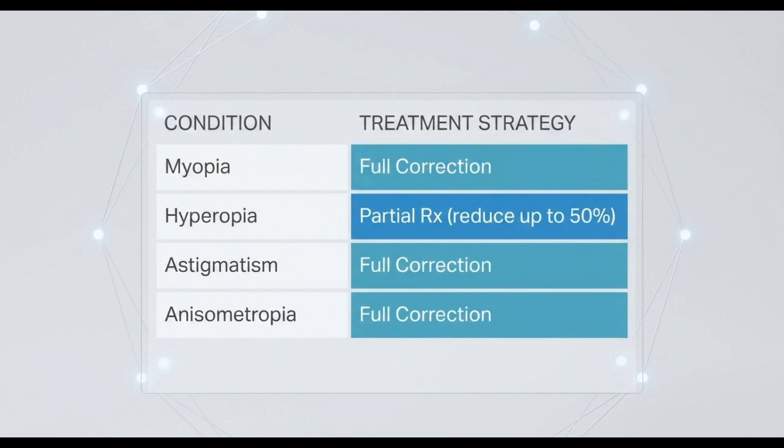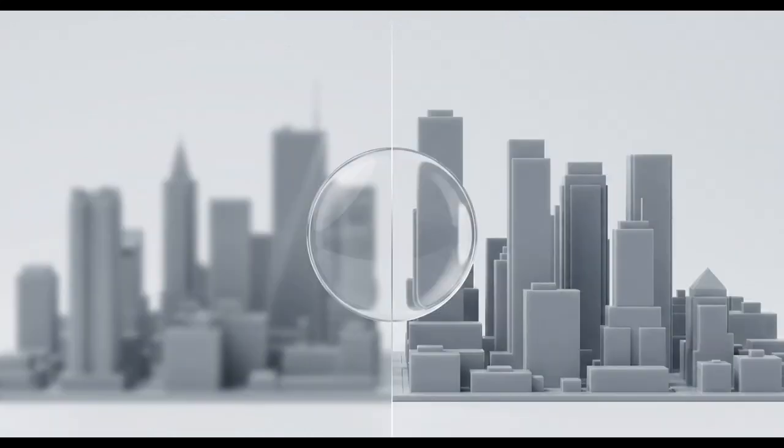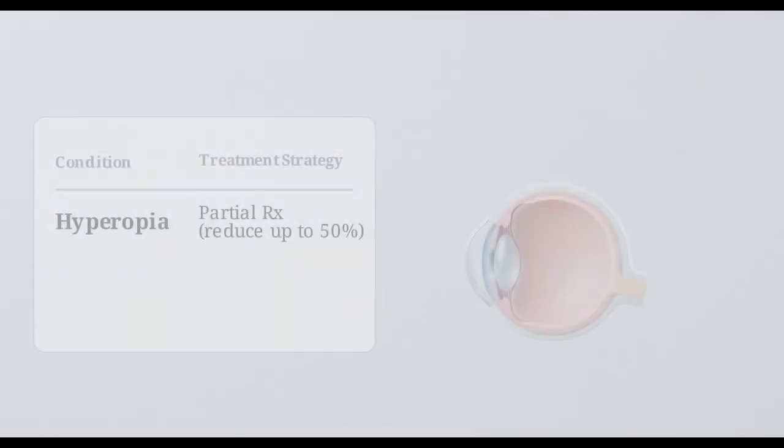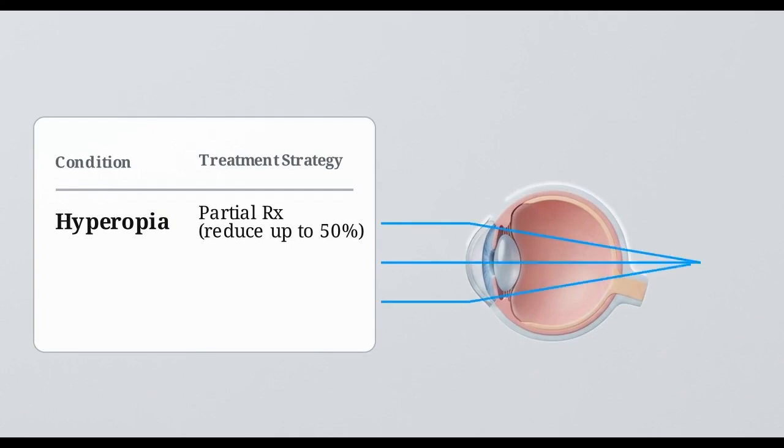Applying these guidelines requires 2 distinct prescribing strategies, which are detailed in the final column of the matrix. Standard myopia and astigmatism receive full correction. However, for most cases of hyperopia, the prescription is partial, often reduced by up to 50%. Myopia and astigmatism are corrected fully because undercorrection ensures blur without providing any emmetropization benefit. For standard hyperopia, the clinician intentionally undercorrects. This provides enough clarity to prevent amblyopia while leaving a residual defocus signal to encourage continued eye growth.